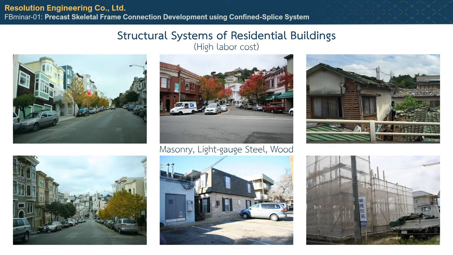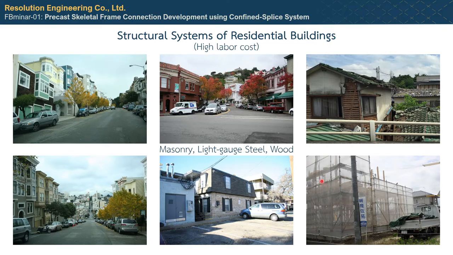But the bad thing is that the labor cost per hour in these countries, in the USA, in the European countries, in Japan, is so expensive. So to minimize the cost of the residents, they need to use a structure that is very fast and very easy to construct, to minimize the construction time and labor. So steel is a choice, light gauge cold-formed steel, wood is a choice, masonry is also a choice, right? You just stack up, stack up, stack up the masonry, then you get a wall already.